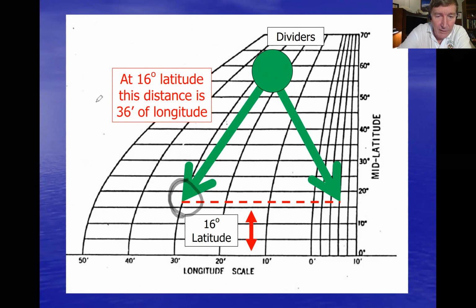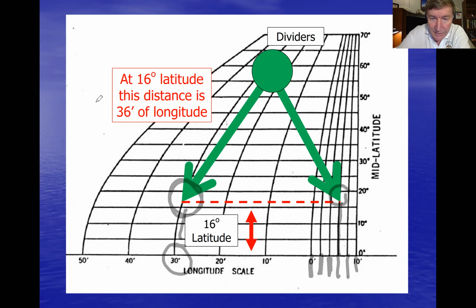So the left leg of our divider corresponds to 30 minutes. And then the right leg of our divider, well, here's 0. This would be 2, 4, 6, 8, 10. So if we come down here, you see the right leg of our divider corresponds to this line right here, which is 6 minutes. So what we've got is 30 minutes that way plus 6 minutes that way. So that means this is 36 minutes of latitude.